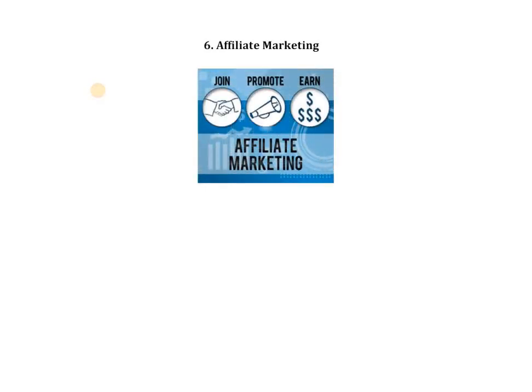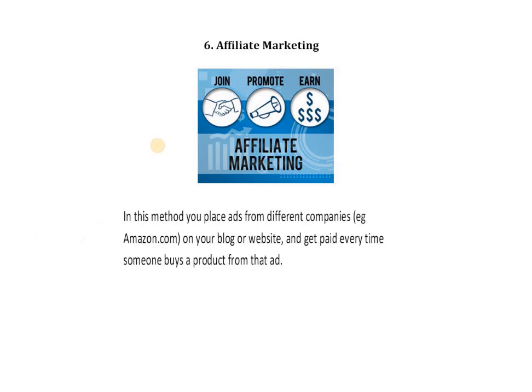In this tutorial, we are going to learn what affiliate marketing is. Sixth chapter. In this chapter, affiliate marketing is one of the best methods to earn money online. You first have to join a site, promote your ads, and then earn. In this method, you place ads from different companies, for example Amazon.com, on your blog or website, and get paid every time someone buys a product from that ad.